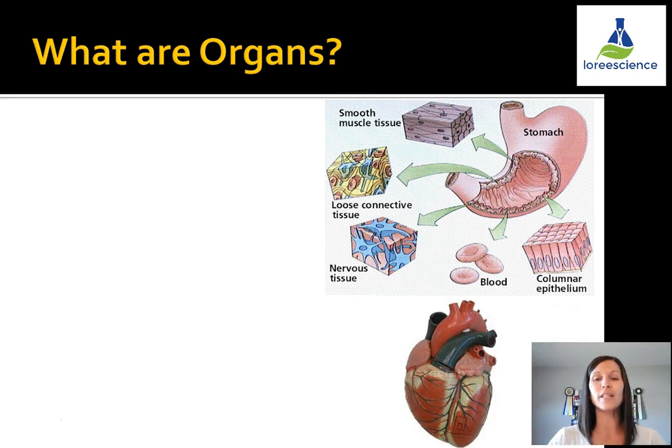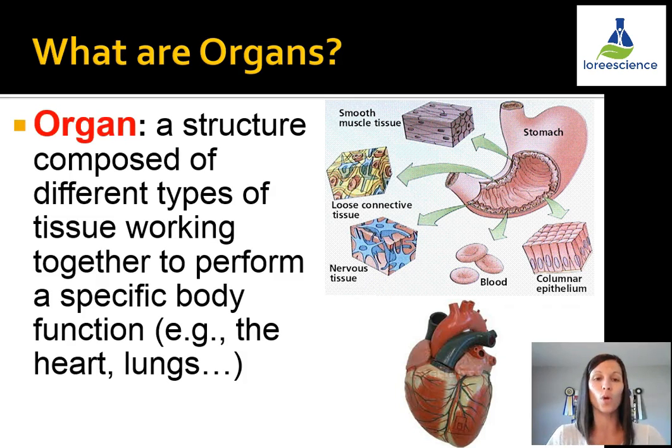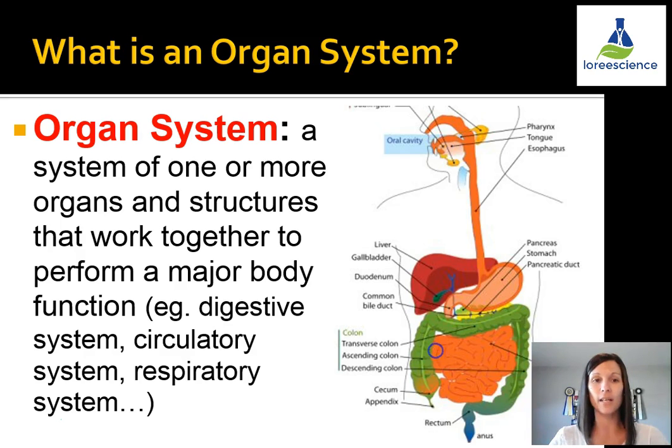When we get many different tissues together, organized to perform a particular function, we get an organ. So different types of tissues working together to perform a specific body function. You have the example of your stomach to digest food. You have the heart to pump blood. You have lungs for the diffusion of different gases, oxygen and carbon dioxide.